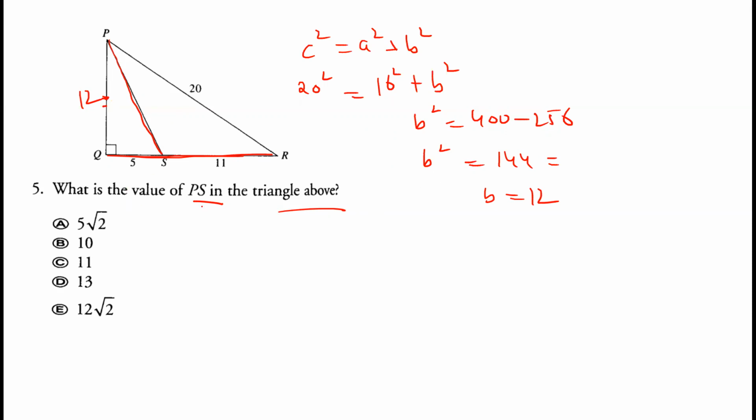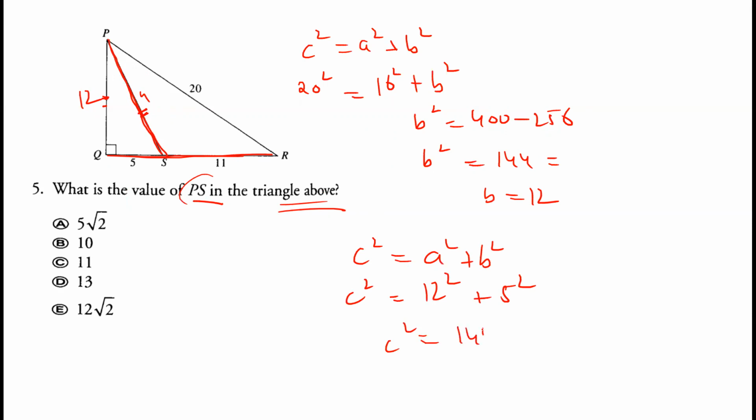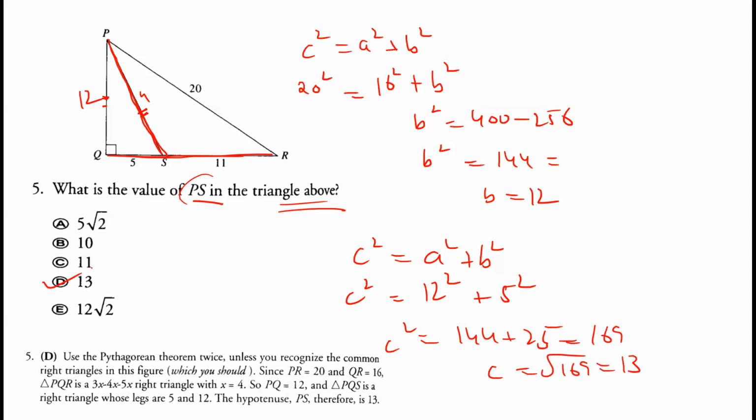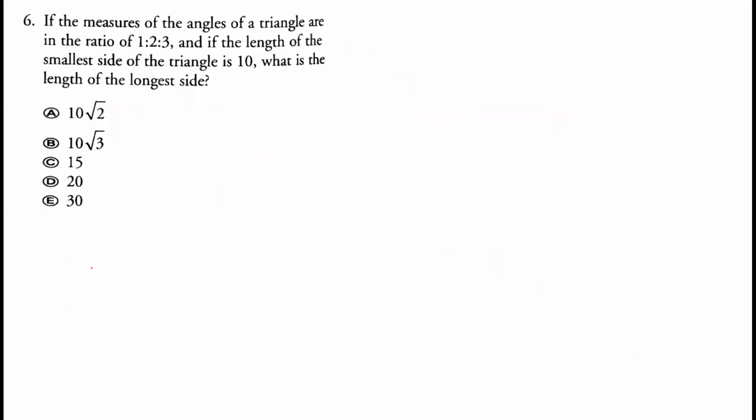We need to find out the value of PS in the triangle above, so I need to know this side now. Now this is your hypotenuse. So c squared equals a squared plus b squared. Now c squared is what we need to find out. One side is 12 squared, the other side is 5 squared. So c squared equals 144 plus 25, that is equal to 169. So c, under root 169, equals 13. So the correct answer is option D.